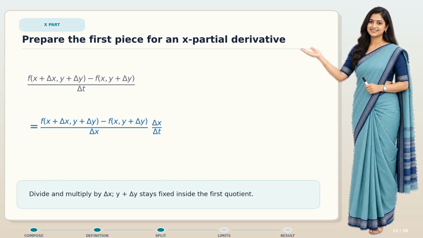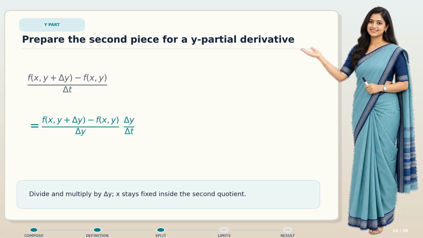In the first piece, we need a change in x in the denominator. So divide and multiply by delta x. The first factor is now a difference quotient with respect to x. Inside this factor, y plus delta y is exactly the same in both function values, so it is fixed while x changes. The second factor is delta x divided by delta t.